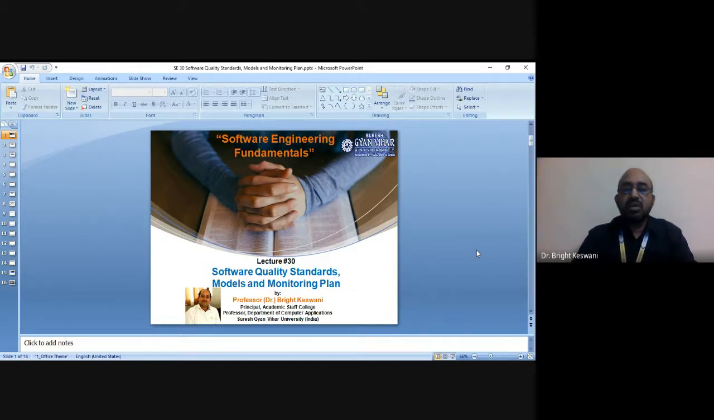We are learning the software engineering fundamentals. Today's lecture is based on the software quality standards, models, and monitoring plan.